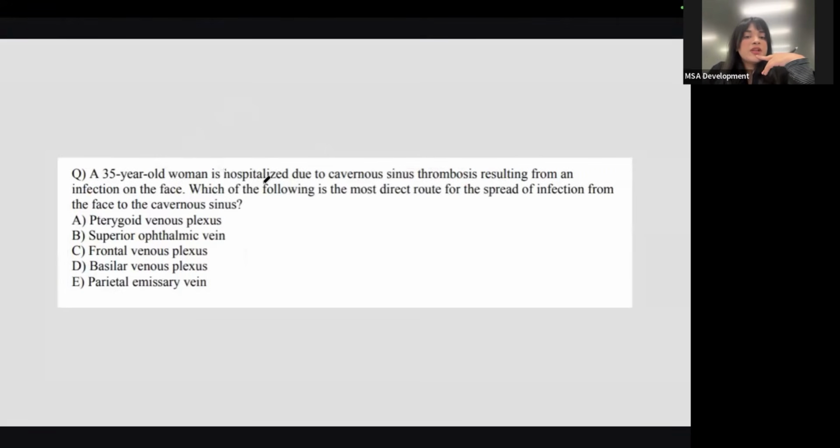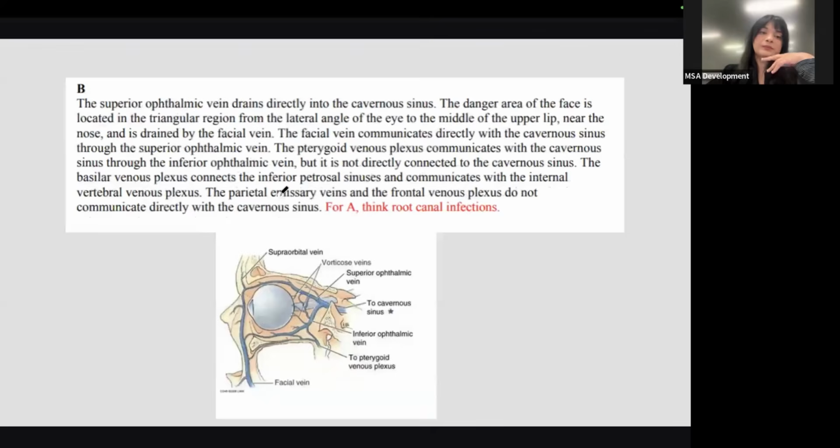A 35-year-old woman is hospitalized due to cavernous sinus thrombosis resulting from infection on the face. Which of the following is the most direct route for the spread of infection from the face to the cavernous sinus? Okay, what do we think the answer is? Because we're talking about the face, the facial vein. Is it pterygoid venous plexus? Is it superior ophthalmic vein? Is it these three? The answer is B.